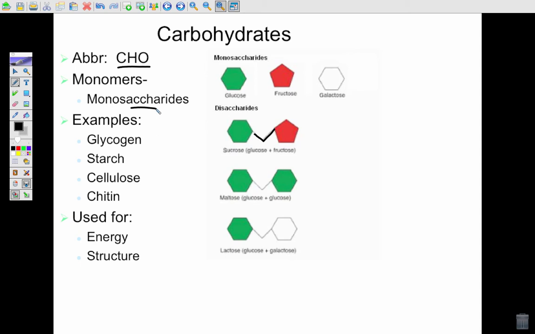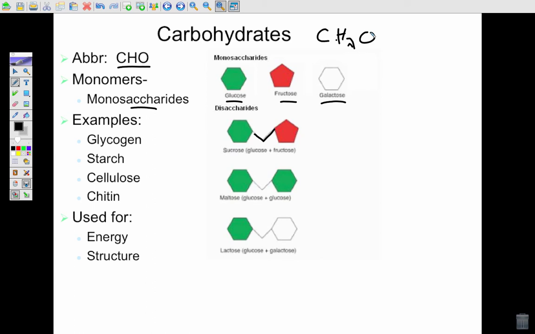So some different types of monosaccharides are glucose, fructose, and galactose. Carbohydrates have the general formula of CH₂O. So for every 2 hydrogens in a carbohydrate, there's 1 oxygen and 1 carbon.